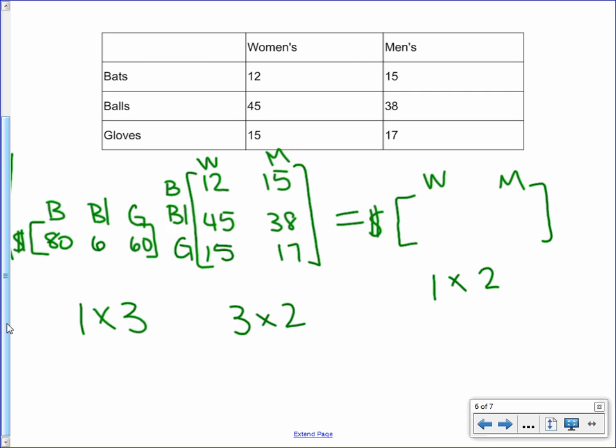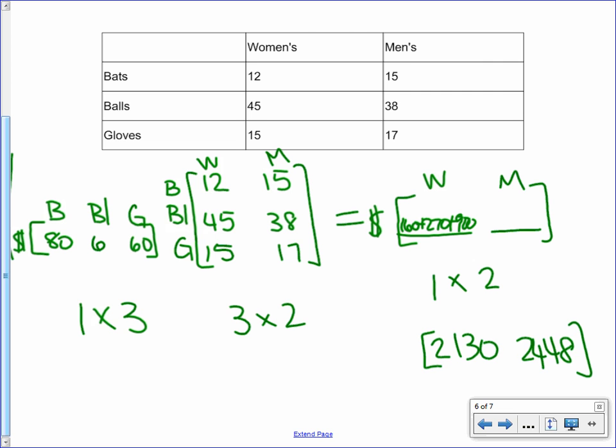Row times column. What is 80 times 12? 6 times 45. And 60 times 15. So there's one entry. And then row times column. So 80 times 15, 6 times 38, 60 times 17. Okay, we put that there. Is that what you would do anyway? Right? And you add them all up so you get the answer. So there's how much the women's teams cost. There's how much the men's team costs.